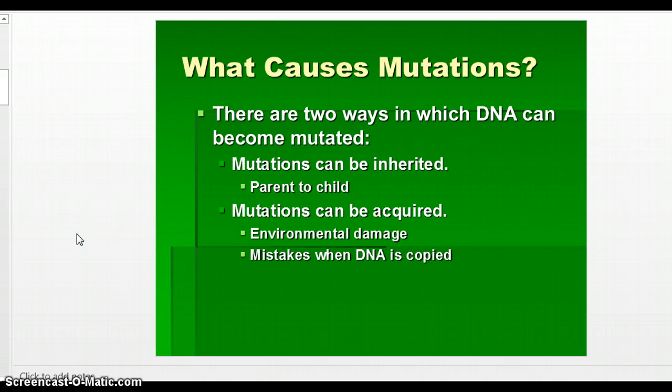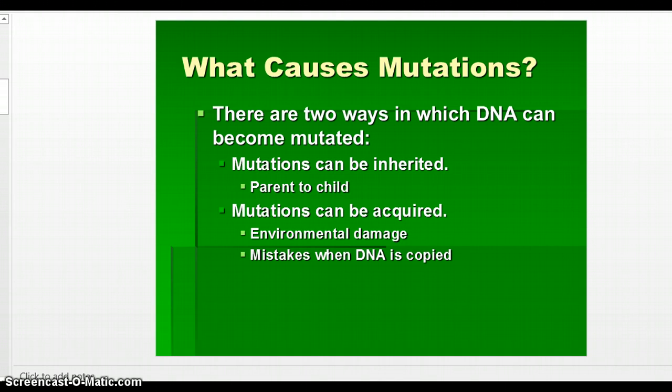There are 2 ways in which DNA can become mutated. You can actually inherit mutations from the parent to the child. So the parent had the mutation in them, they have a baby, the baby gets it. But sometimes there are parents who are normal. They don't have any mutations whatsoever. They have no disorders. So what happens in the forming of the egg or the forming of the sperm, things take place, a mutation happens, and now a child has a genetic disorder.